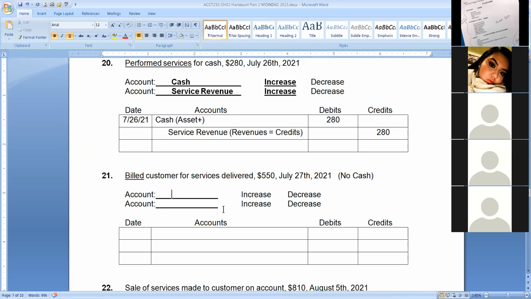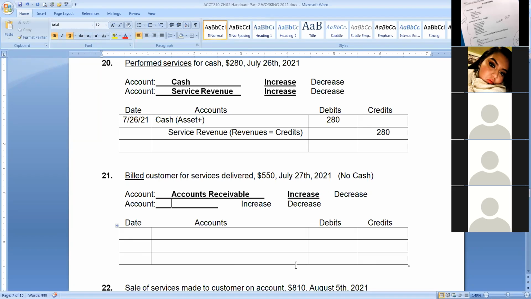What account do we use when someone owes us money? Accounts payable is when we owe somebody else. So what account do we use when someone owes us money? Accounts receivable. Yep. And so do they owe us more or less? More. Yep. Perfect.